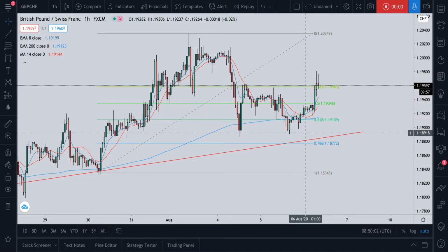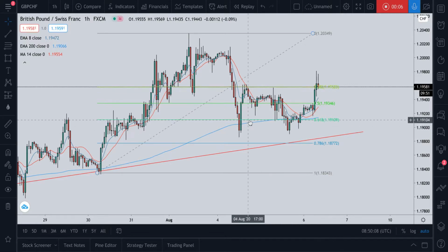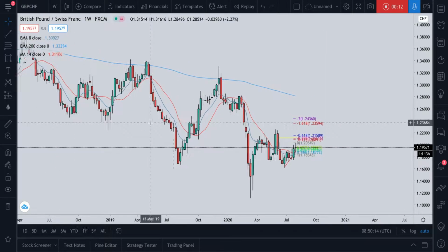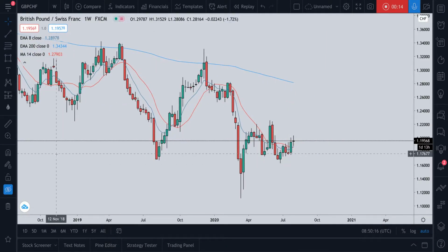Analysis on GBP CHF. The moment I saw this chart, I was like, this is the same pattern as a previous analysis that I did. So I'll show you what I'm talking about. We're going to break down GBP CHF from a bigger time frame, so we're going to look at the weekly.